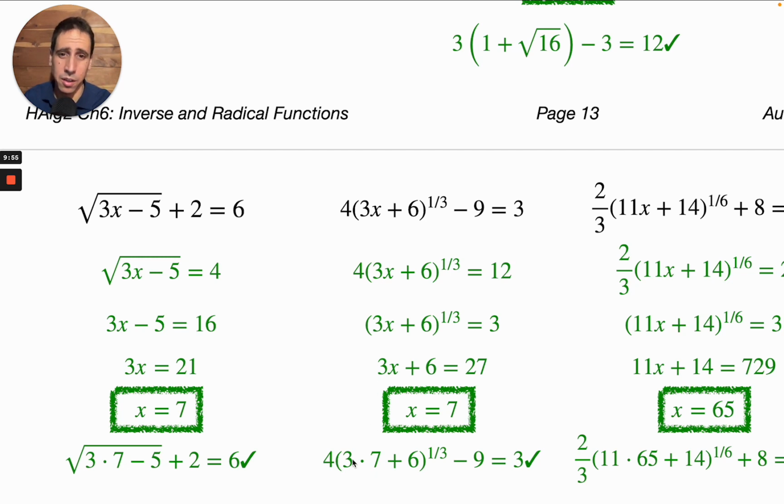And notice it actually does work in the original. 3 times 7 is 21, plus 6 is 27. Take the cube root of 27, that's 3. 4 times 3 is 12 minus 9. Yes, in fact, it is 3, so it works.